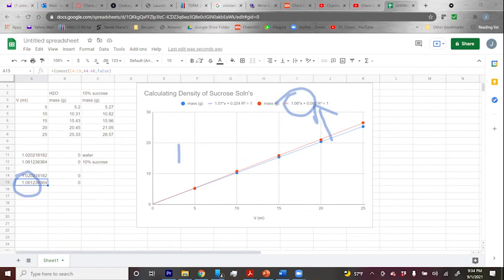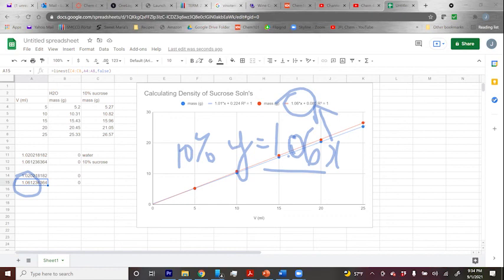So my 10% sucrose equation is y is equal to 1.06 x. And the density is 1.06 grams per mil. And so you basically just keep doing the same thing for your 20, 30, 40, 50, 60. The calculations will be super fast, especially if you do them all at the same time. Super, super quick.